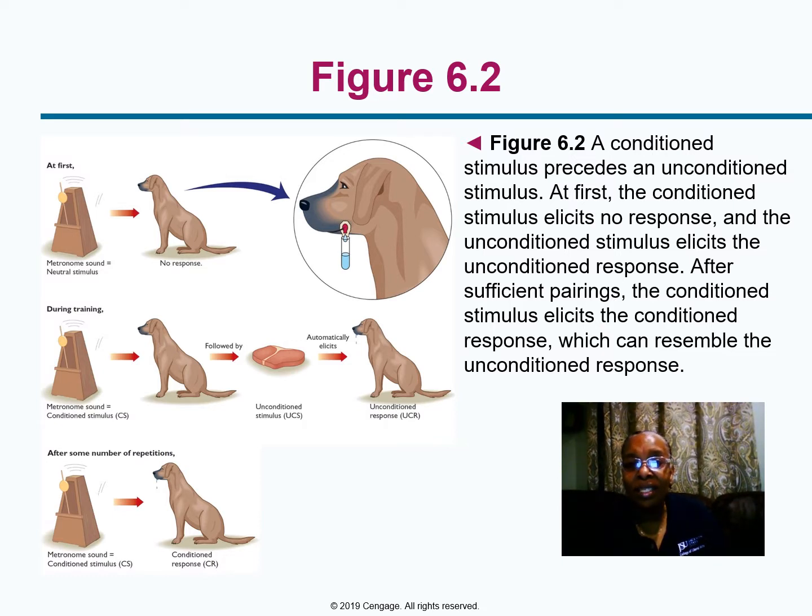Pavlov would then sound the metronome shortly before giving the food to the dog. After pairing the metronome and the food together, eventually the dogs began to salivate as soon as they heard the metronome. Okay, so now that metronome is considered to be a conditioned stimulus because the dog's response to it depends on the preceding conditions, that being the pairing of the conditioned stimulus with the unconditioned stimulus. So the salivation again will follow the metronome within that conditioned response.